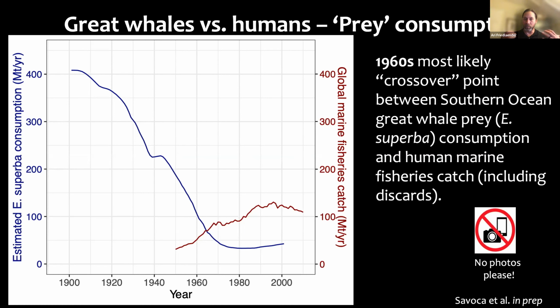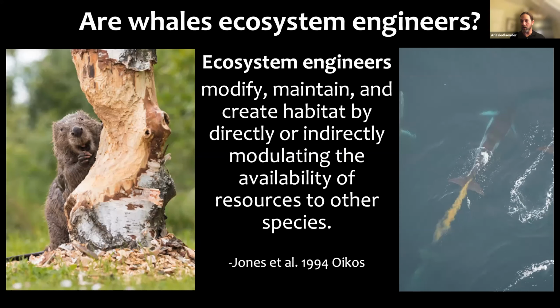And one of the things that makes us think about then is, can we think about whales as ecosystem engineers? If they're taking out that much food, they're having to have an impact in an ecosystem. And is it negative? Is it positive? And what can we think about the ways that it might be occurring?